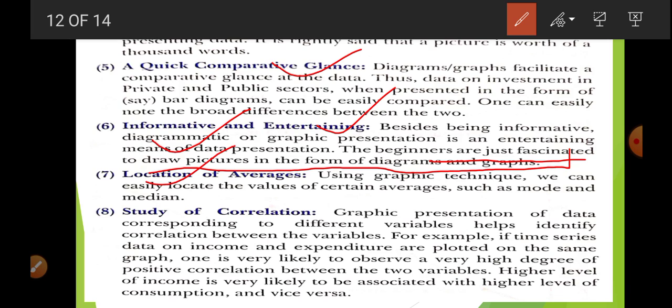Location of averages: we are able to find the mode and median with the help of graphic representation. A study of correlation, like the Lorenz curve: if we want to know whether there is a high degree, low degree or perfect correlation, we can use the Lorenz curve, which is represented graphically.